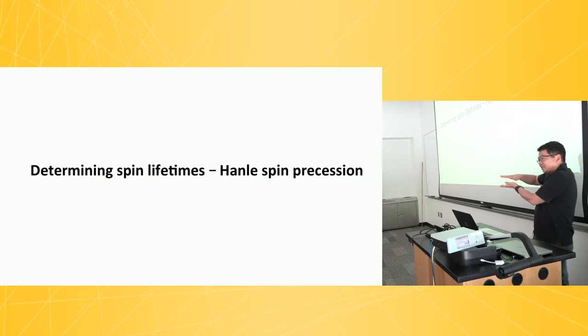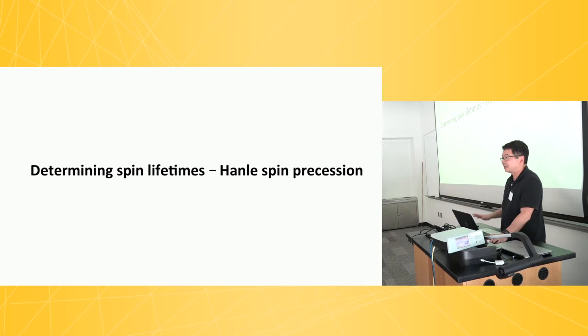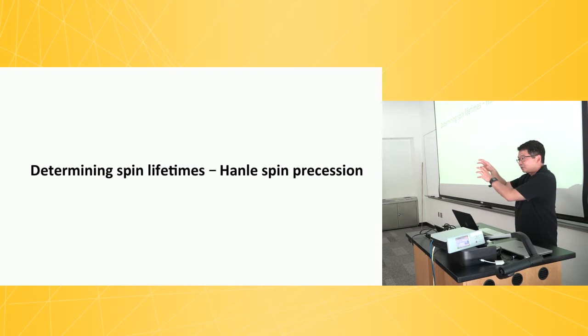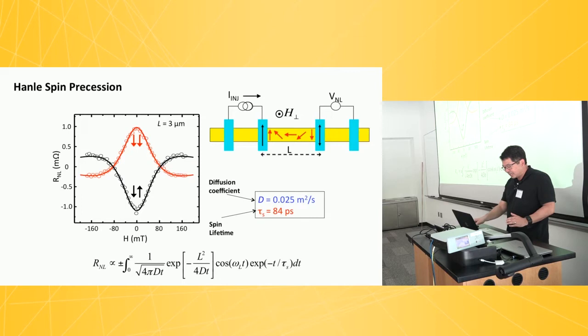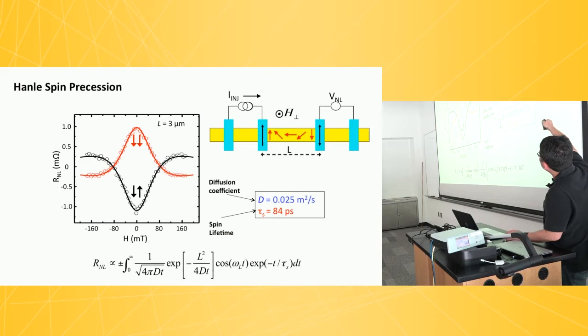Another thing you can do in these same devices is figure out the spin lifetime: once you create some spin polarized electrons inside a material, how long are they going to stay polarized, how quickly do you lose that information? It turns out you can do the exact same measurement with an injector and a detector, but you apply the magnetic field in a different direction, perpendicular, and that's going to cause these electron spins to precess.